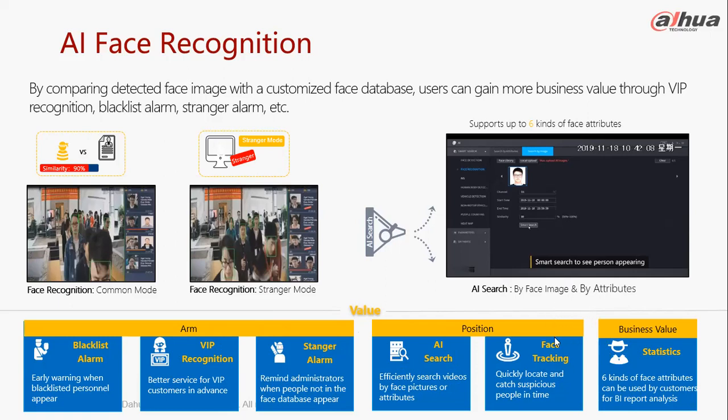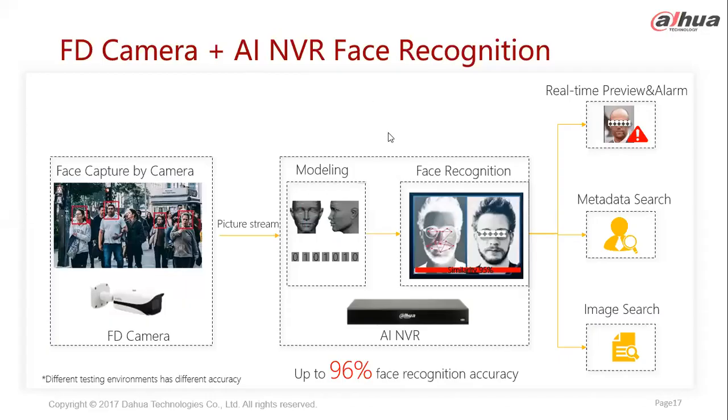So how many face attributes? Up to 6. I remember there's glasses, age, and facial expression. You can search information based on their facial expression, if the person was sad or happy, etc.